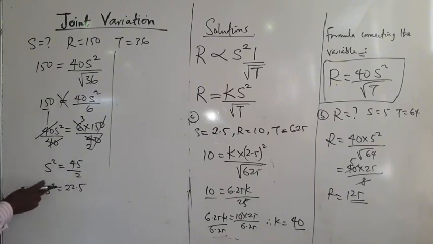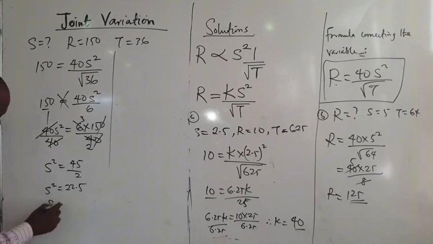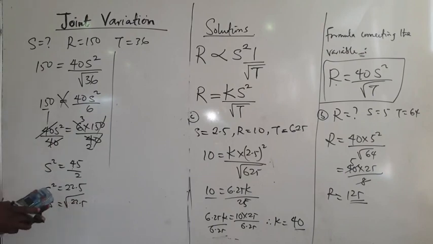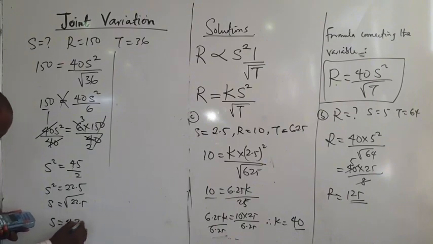We are not looking for s squared, we are looking for s. We don't stop here. So that means find the square root of both sides. That will be s equals the square root of 22.5, and that gives s equals 4.743. So this is the answer to the question. I can see this is also straightforward. So let's look at another question.